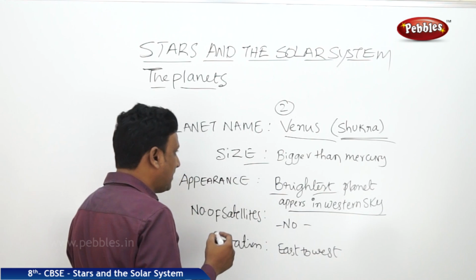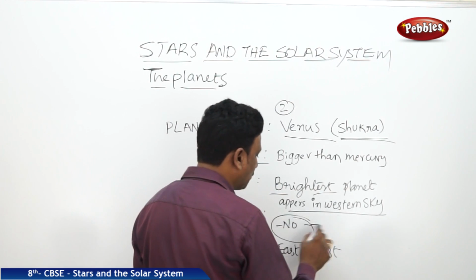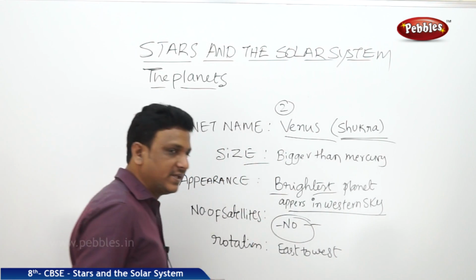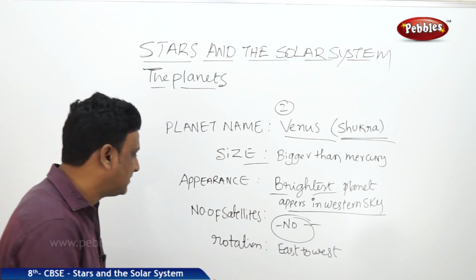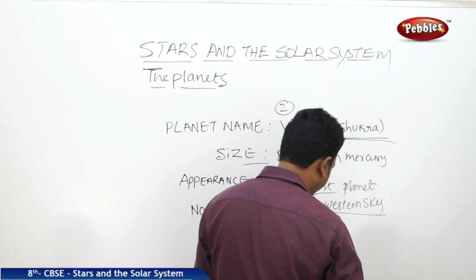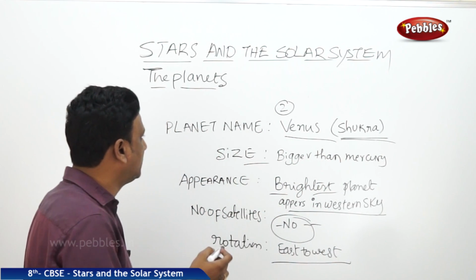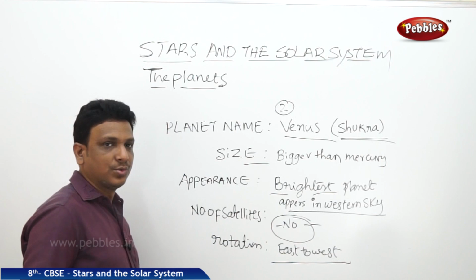It appears in the morning just before the sunrise and just after the sunset it appears in the sky. And Venus does not contain any satellites, and its rotation has a little bit of difference from the Earth. Earth rotates from west to east, whereas this one rotates from east to west. That is the difference. So this is the second planet in the solar system.